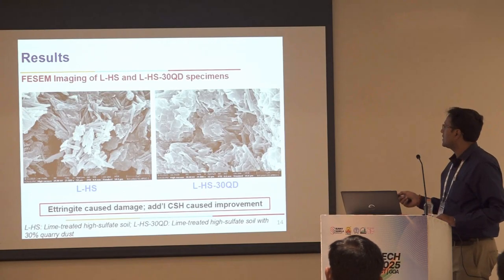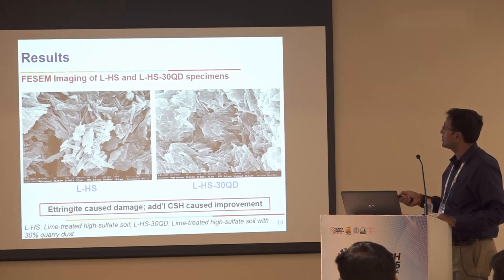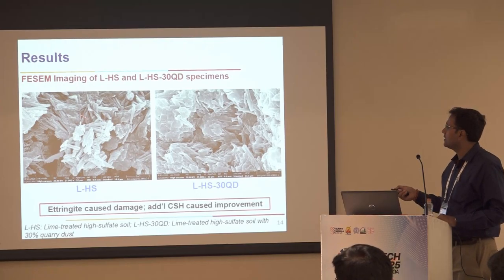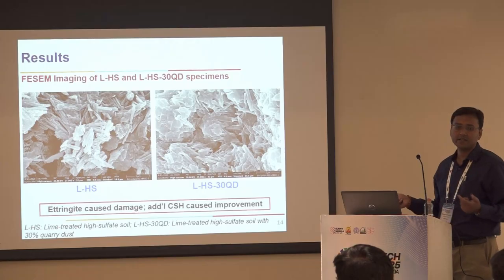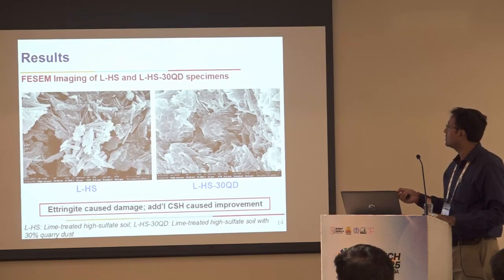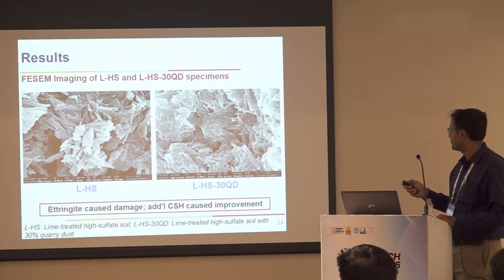Next it shows the FESEM images. The one to the left shows the lime-treated high sulfate soil. These elongated crystals that you can see are basically the ettringite crystals. We performed EDX as well, in which we saw that Ca, Al and S were the predominant elements present, which proved that ettringite was the cause of the damage shown earlier.